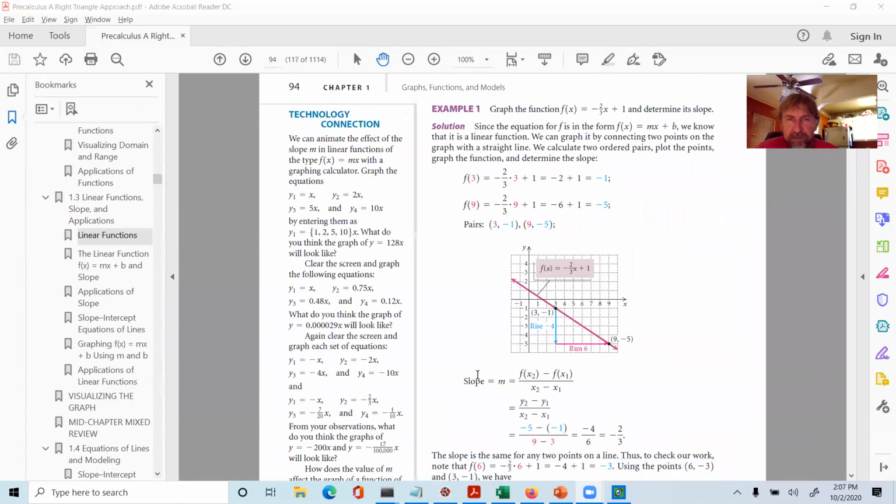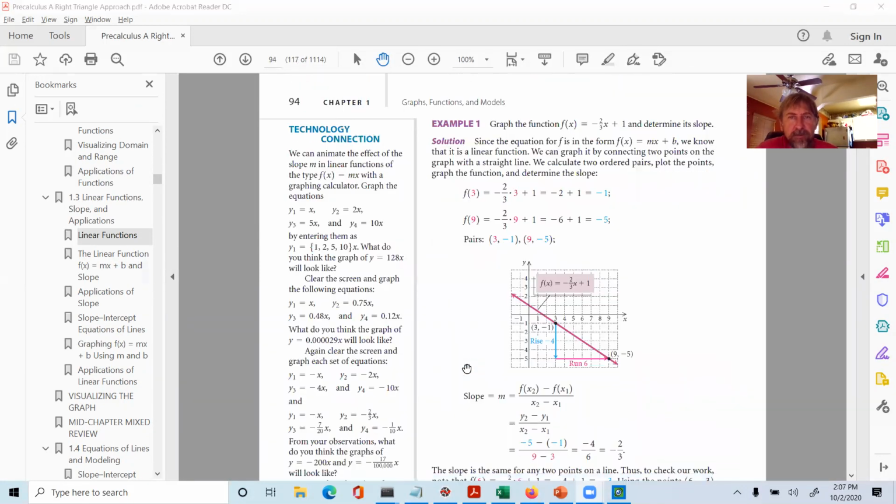All right, we talked about slope, rise over run. Okay, graph the function and determine its slope. You don't even need to graph this function if you look at it. Graph the function f of x equals -2/3 x plus 1. So we're going to graph this, right? All right, where do I graph, Mr. Lair? How do I do this? Okay.